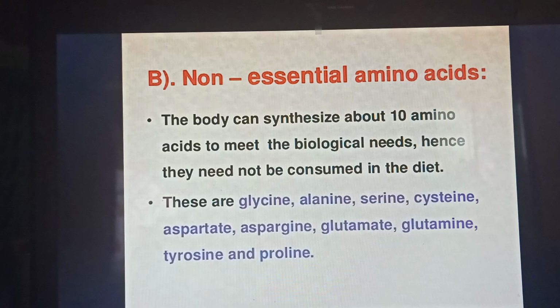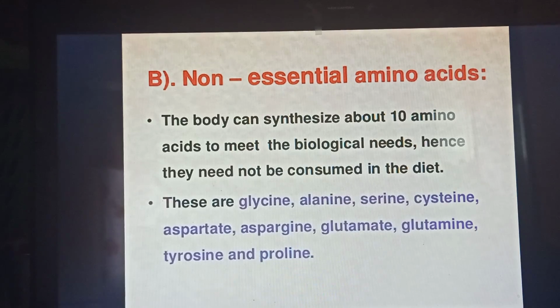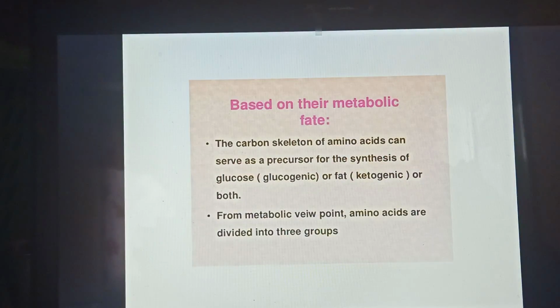Non-essential amino acids. The body can synthesize these 10 amino acids and meet the biological needs, hence they need not be consumed in the diet. Example, glycine, alanine, serine, cysteine, aspartate, asparagine, glutamate, glutamine, tyrosine and proline. These are the two classes based on the nutritional requirement, essential and non-essential.